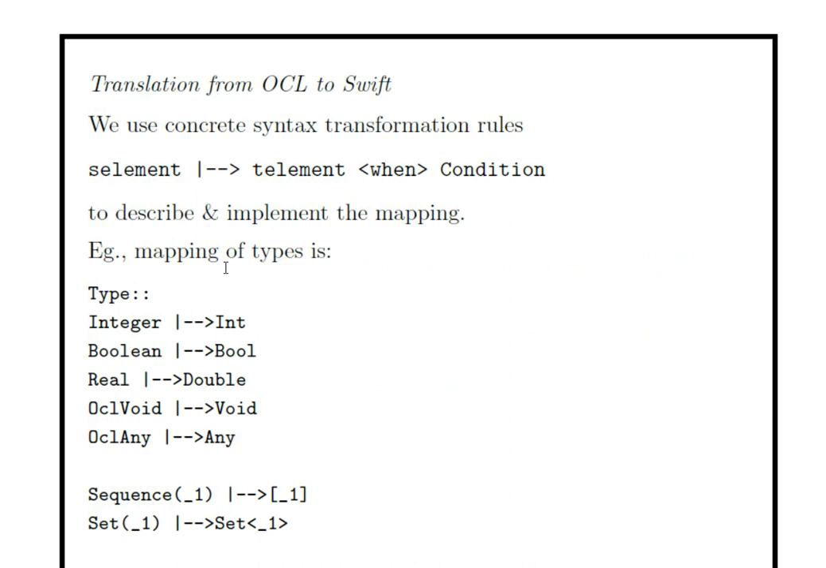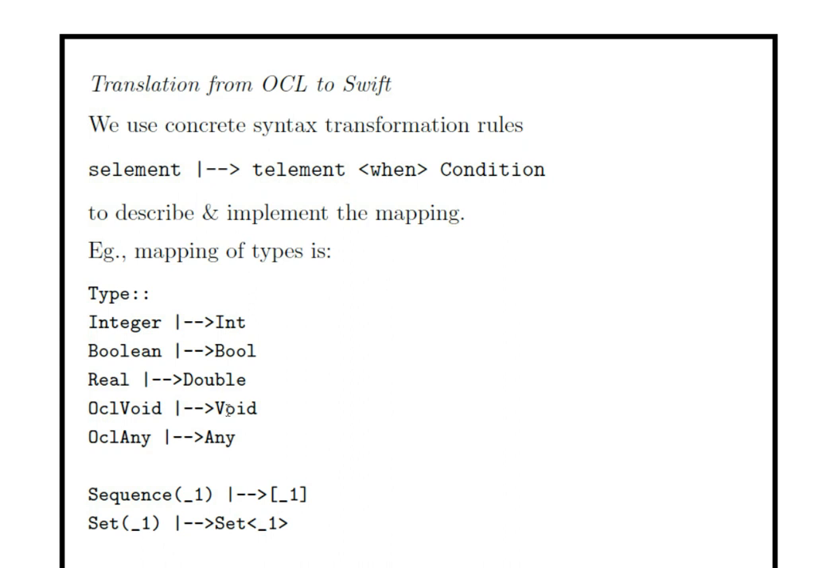Now I use a concrete syntax transformation language called CSTL to actually implement this mapping, and this notation can also be used to describe the mapping because it's relatively easy to read. The idea of this notation is that the source concrete syntax is on the left-hand side, the target concrete syntax, in this case the programming language syntax, is on the right-hand side, and any conditions come after this clause. So for types, we can simply say, well, something with a concrete syntax of integer is replaced by int, and so on and so on.